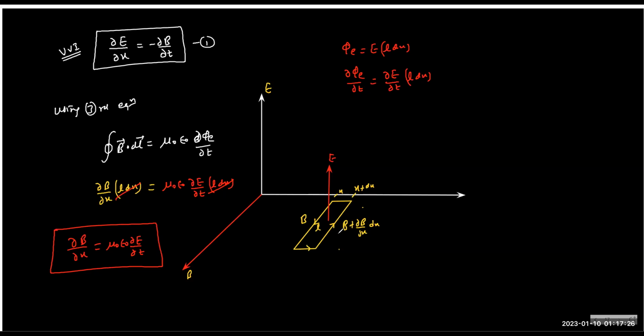So do you see some difference here? My answer will be negative here, because the direction of B we are taking as towards Z axis. So this will give you a positive answer, but this will give you a negative answer, isn't it? Because our B is this way, and we are moving opposite, so this will be negative. That's why the minus will come into picture. Yes or no? Yes, sir.